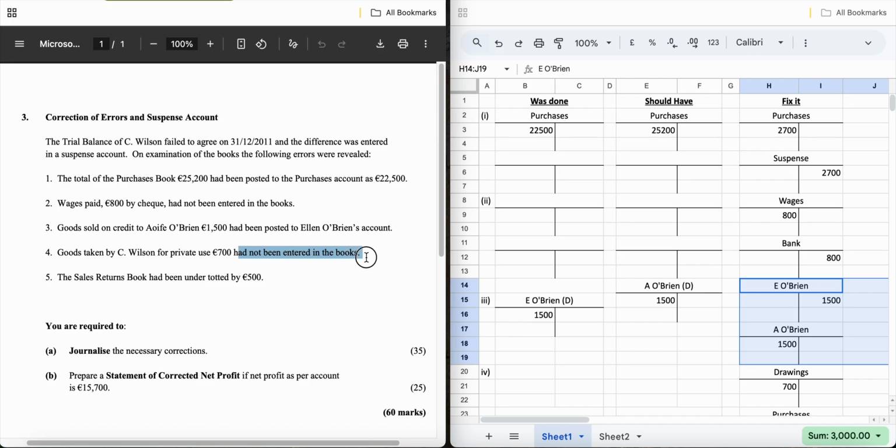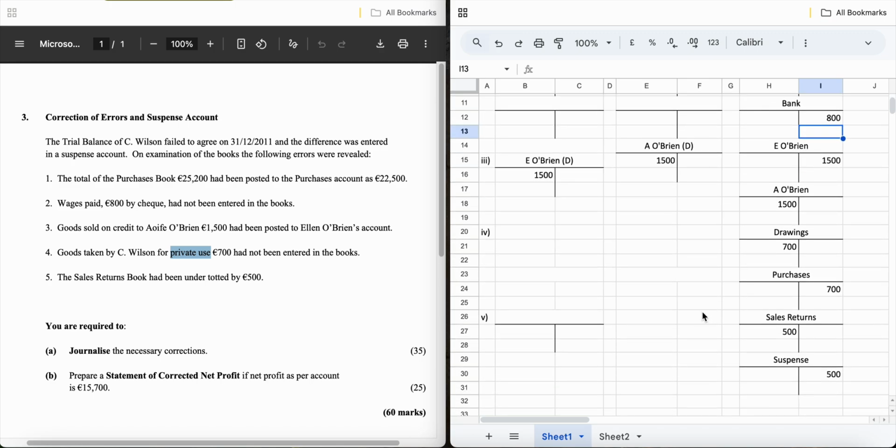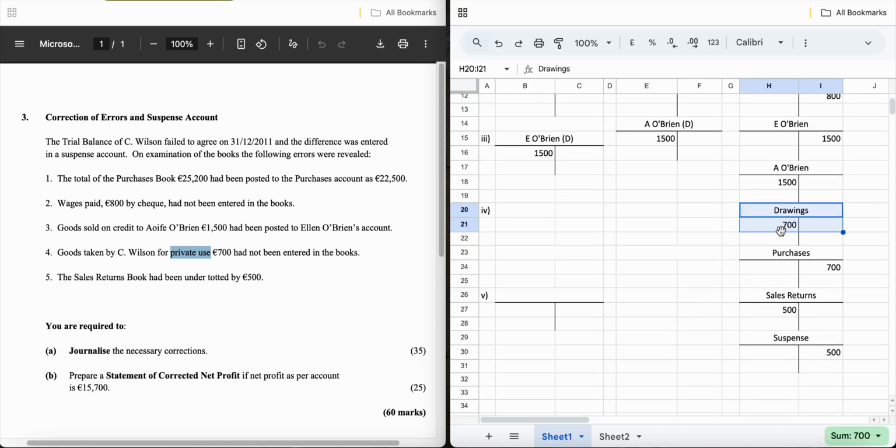Again, not entered the books, so we just have to do one column, so the right hand column is fine. Now, when we take something for our private use, we're taking money out of the company, so it's called drawings. So we go down here to number 4, we take €700. Drawings always goes on the left hand side.